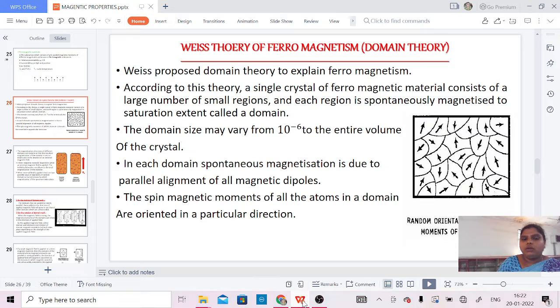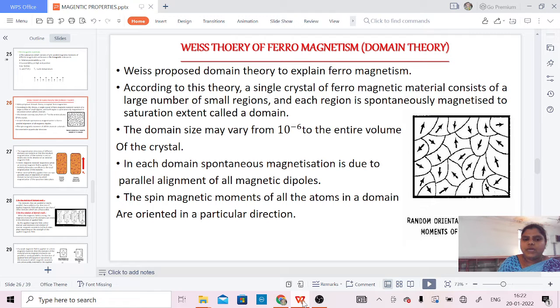Let me repeat it again. A single crystal of ferromagnetic material consists of a large number of small regions called domains. Each region is spontaneously magnetized to saturation extent. The domain size may vary from 10 power minus 6 up to the entire volume of the crystal. In each domain, spontaneous magnetization is due to parallel alignment of all magnetic dipoles.